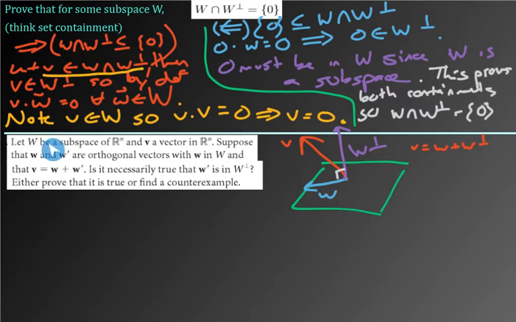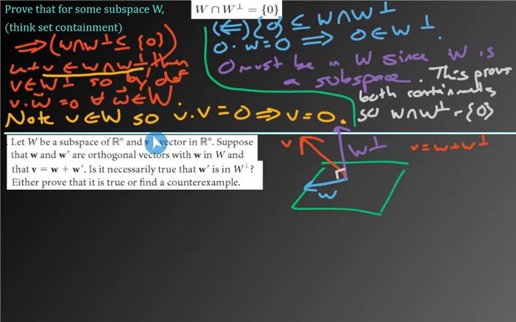So I'll just read this and break down what it's saying. W is some subspace of Rn, and V is a vector in Rn, okay? Suppose that W and W prime are perpendicular vectors, right? And W is in the subspace W, right?